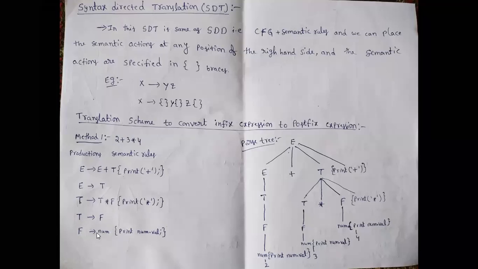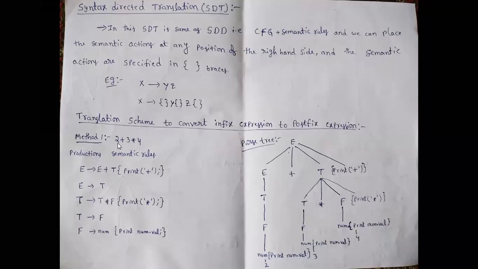Then F produces num. F produces num means it is a value, a number, so we perform the semantic action, that is print num.value. A particular number has some value, and that value can be printed. Okay, so this is the semantic action for this one. Is there any production along with this one? No, there is no other production. Why? Because plus and star are already covered. There is no other operator in this expression.